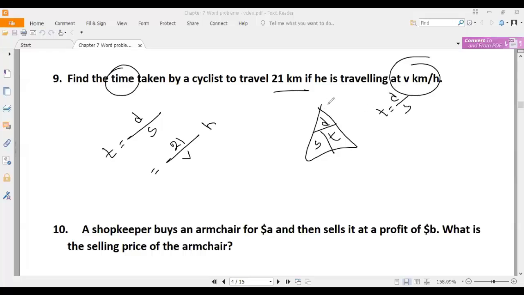Okay. Just if you know this triangle, then you can easily find out the distance, speed, time formula. I hope you understand this one properly.